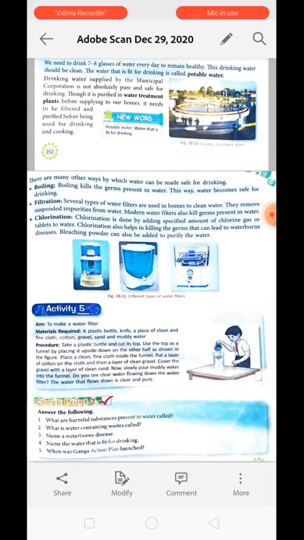Understood? Now activity number 5 is to make a water filter. Okay, for this we need a plastic bottle, knife, piece of clean and fine cloth, cotton, gravel, sand and muddy water. Just do this activity. Now to perform this activity we will take a plastic bottle and cut its top. Use the top of it as a funnel.